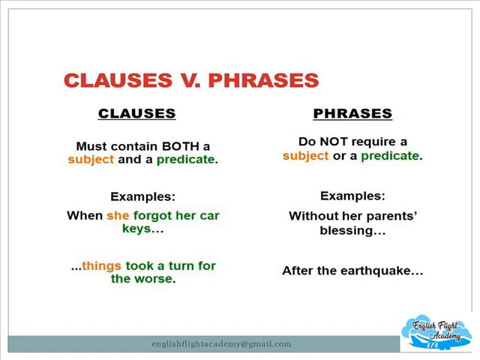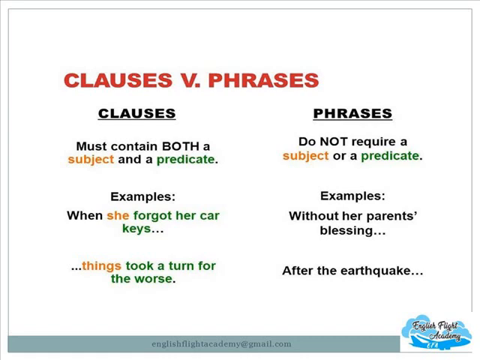Then "things took a turn for the worse." That is a clause. Okay, then what's a phrase? "After the earthquake." So look at the difference between a phrase and a clause. If you notice, a clause has a subject and a predicate. Very clearly, the subject there is "she." "Forgot her car keys" is a predicate there. Okay, in the second one, the clause, "things" is the subject there. "Took a turn for the worse" is the predicate.